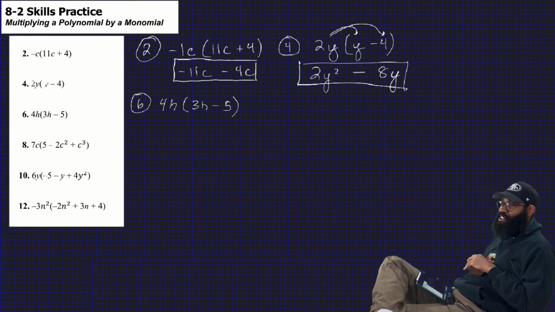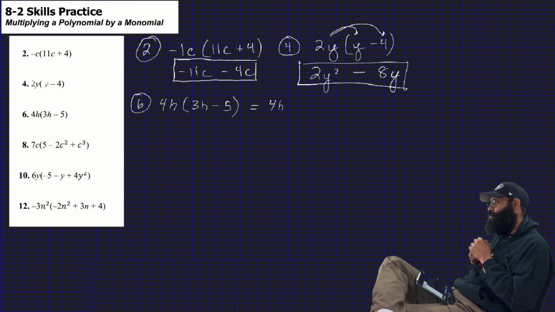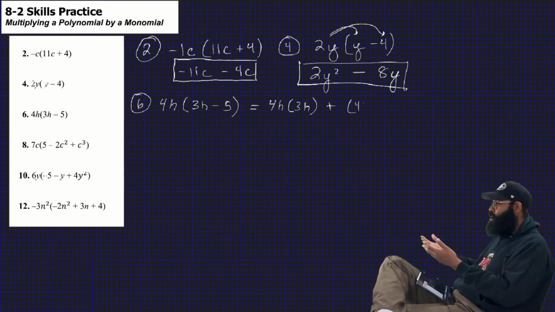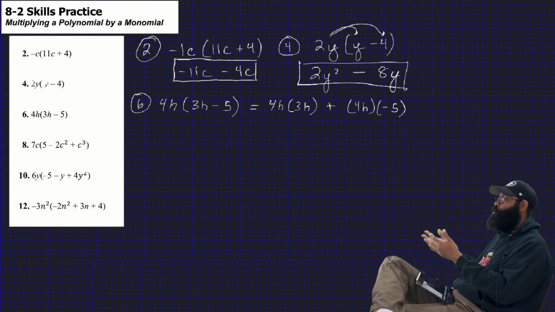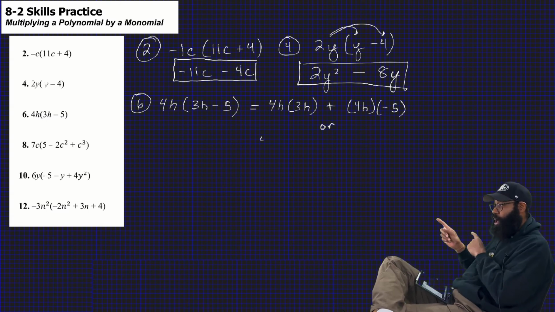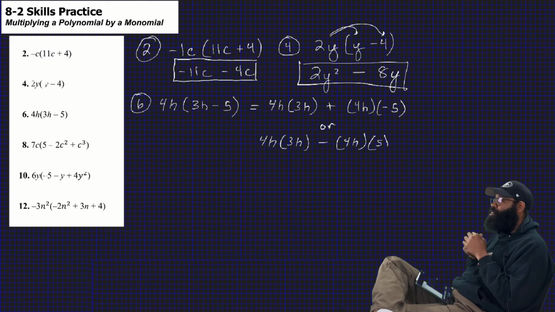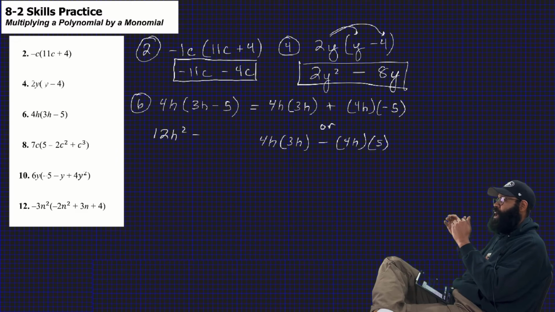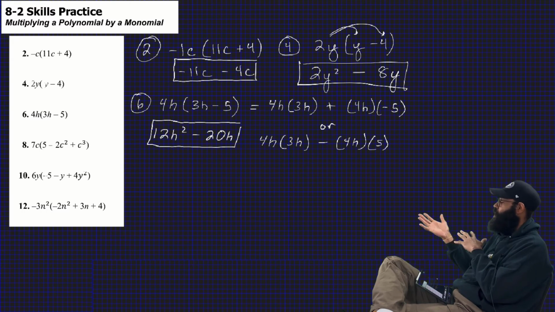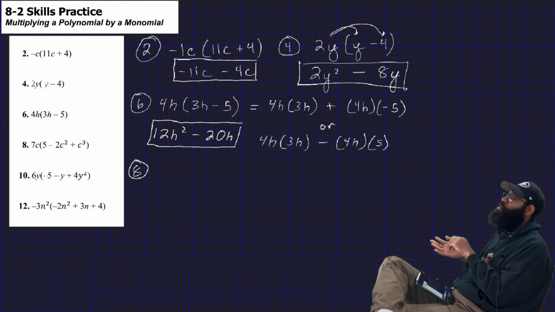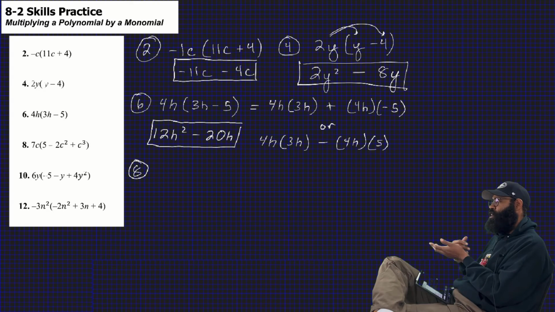Number 6, 4h times 3h gives me, come on, 4 times 3. And then of course 4 times 5. Oh, negative 5, good job. Or, as I am about to show you here, same thing, keep the minus, because now the minus with the 4h times 5 is going to give you 20h. So negative 20h or minus 20h. There it is, guys. So again, the small mistake with number 2, the breakdown of number 6.